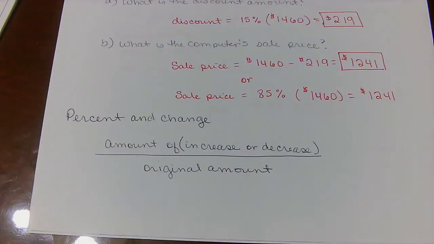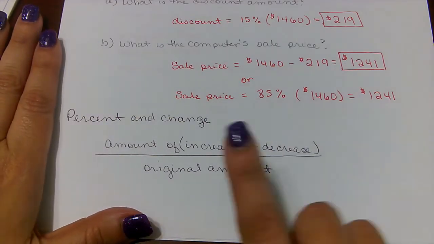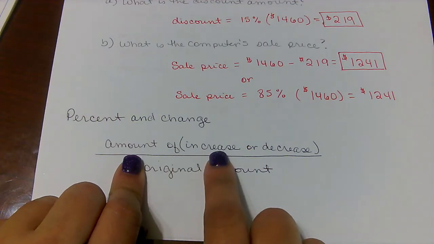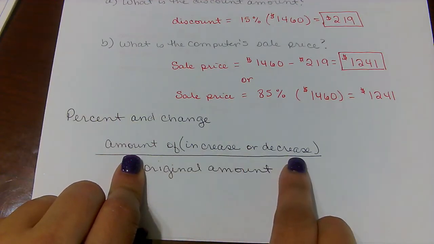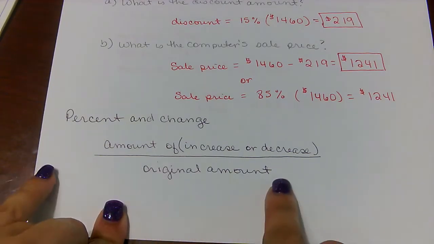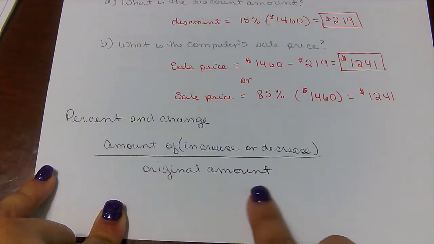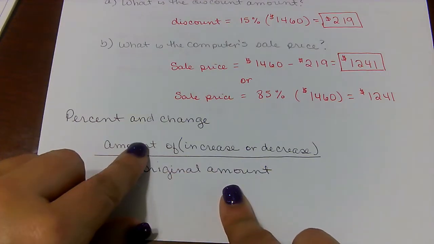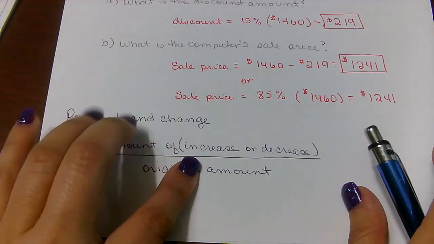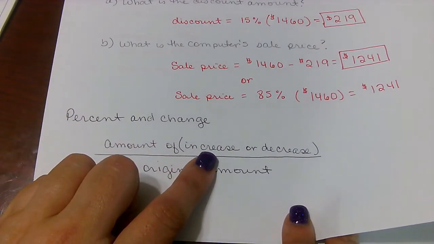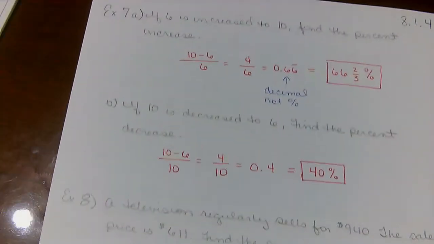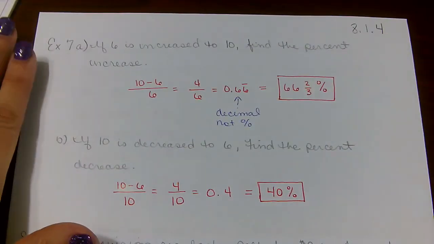In this next part, it says percent and change. So the amount of either increase or decrease divided by the original amount. Be careful with this. The original amount always goes in the denominator. The amount difference is going to go in the numerator. So if you have a positive value, it's usually an increase. If you have a negative value, that would be your decrease. Let's look at a few examples.